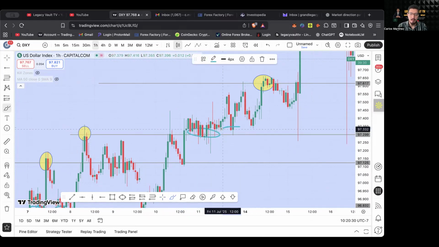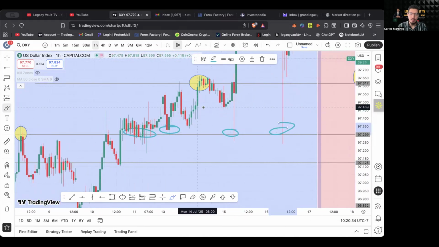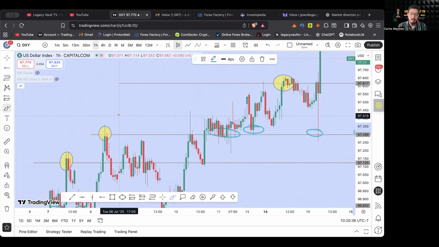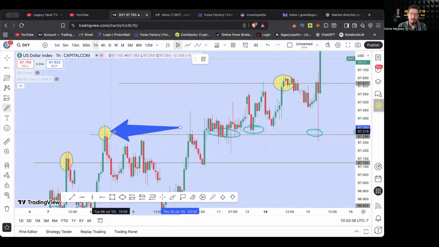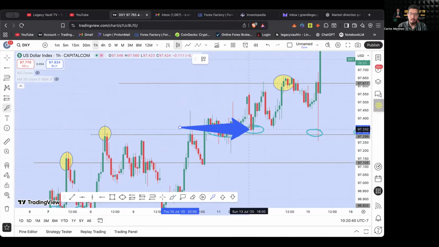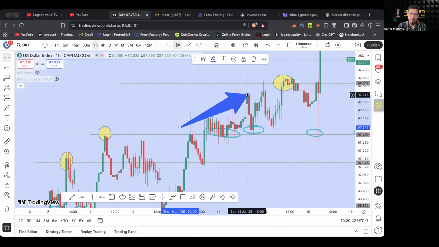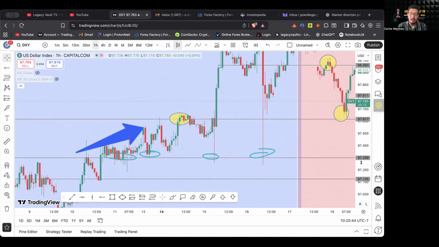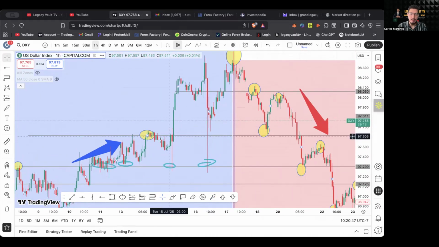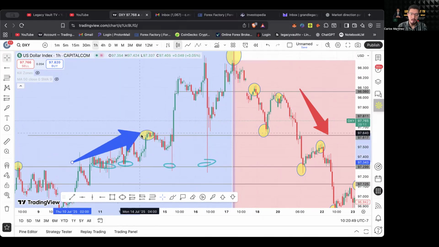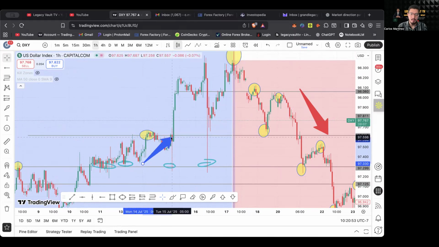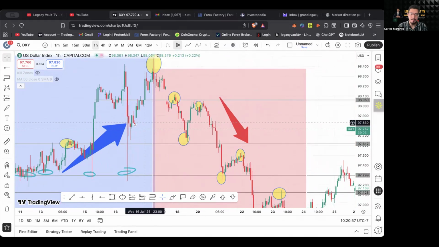Came back to retest here, here, here, here. So price broke above this price level, came back down to retest for the continuation to the upside. And the same thing happens again. Broke above this level, this higher high, came back down to retest for the continuation to the upside.